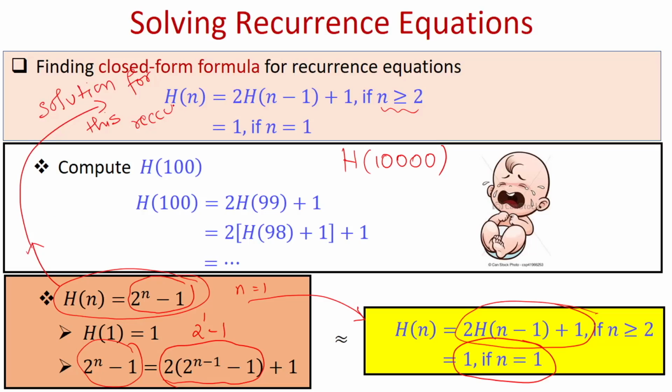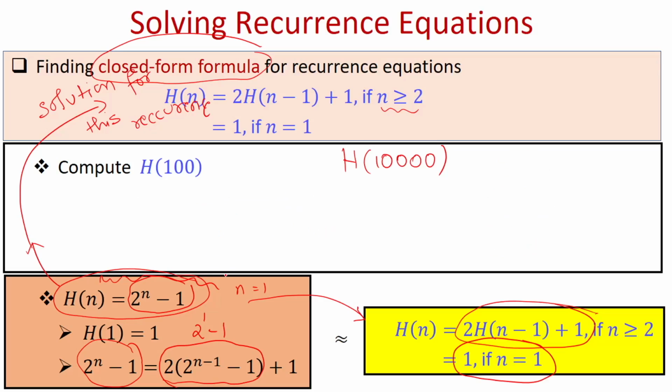And why is it called a solution for this recurrence? Because it is a closed form formula. Closed form formula means it is just a function of n. Here, h of n does not depend on the value of h function on previous inputs. It is a function of the variable n. You just substitute the value of n, you will get the answer.